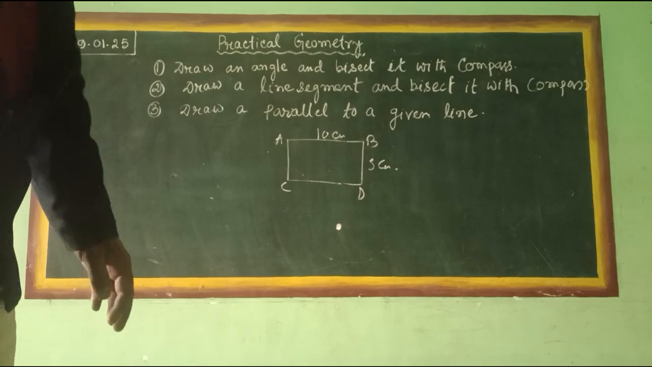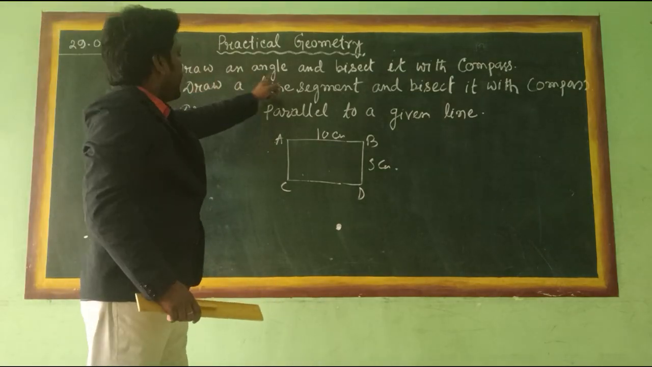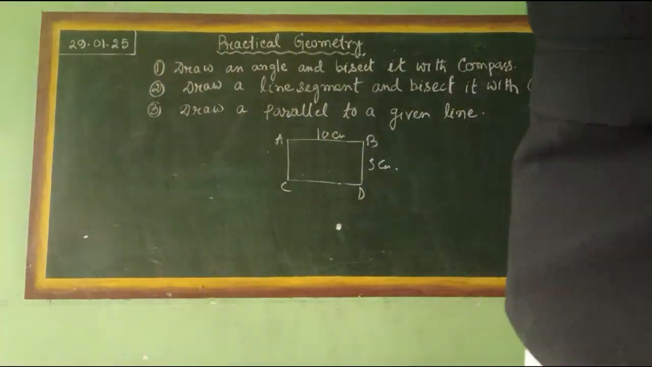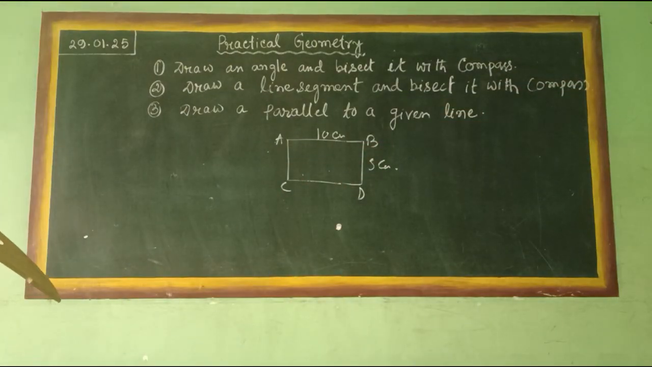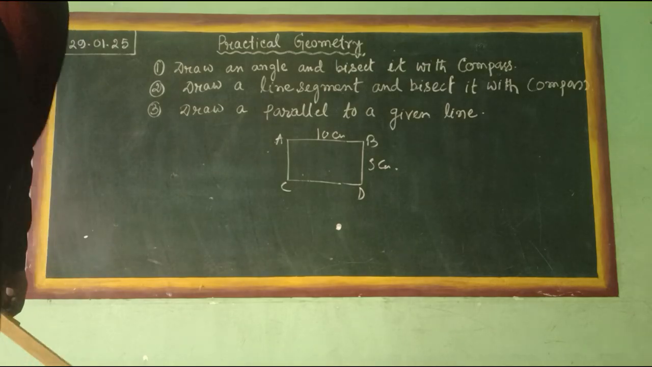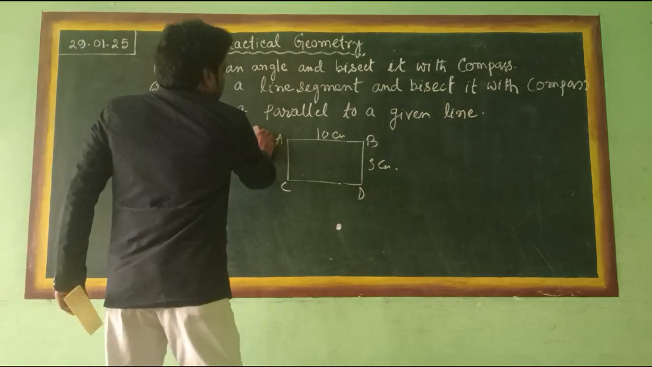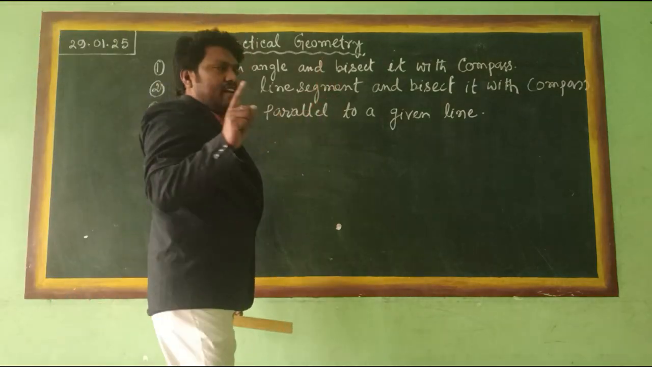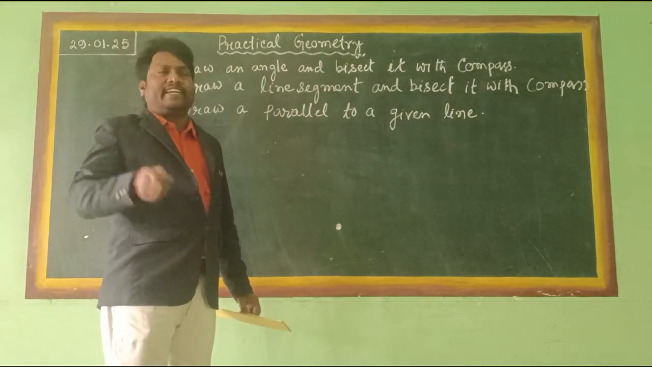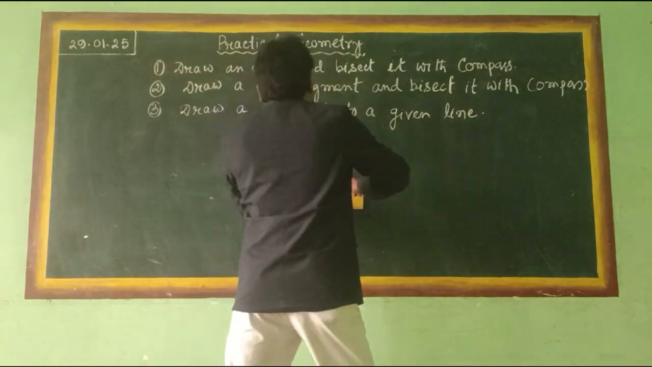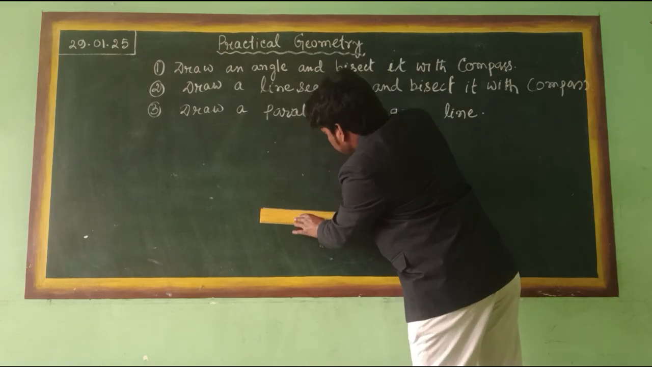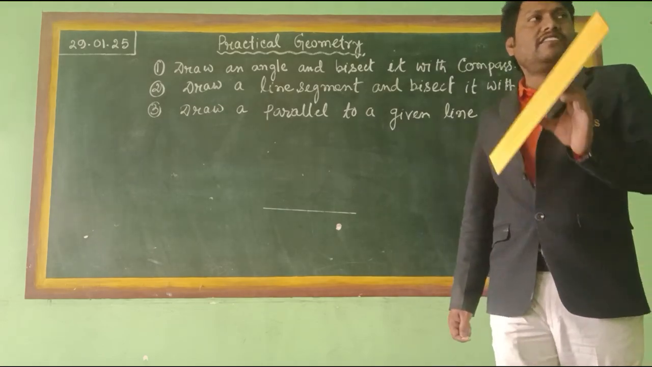What is the first question? First question is draw an angle and bisect it with compass. So you know that to construct an angle, the geometrical instrument used is the protractor. Okay? You will remember the steps only in case of practical geometry. At first, take a line segment of any length. This is the first step.